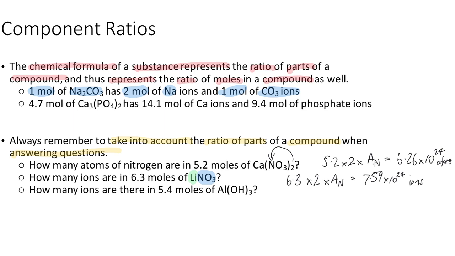How many ions are there in 5.4 moles of Al(OH)3? Again, I've got 1 aluminium ion and then 3 hydroxide ions. So effectively in total you have 4 ions, 1 and 3, times the 5.4 moles times Avogadro's number. So 5.4 times 4 times Avogadro's number will be equal to 1.301 times 10 to the 25 ions.